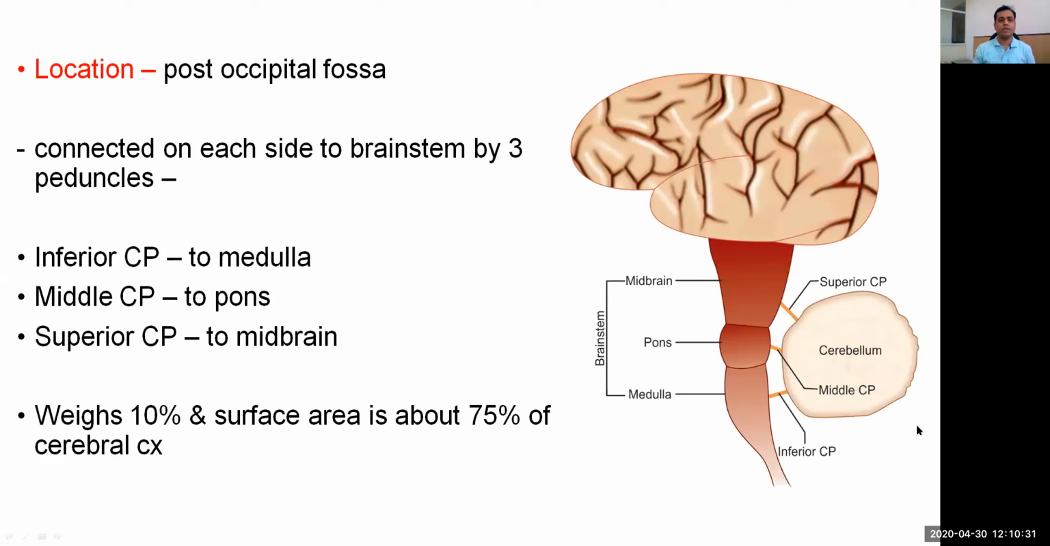If we see its location, it is located in the posterior cranial fossa and connected on each side to the brain stem by three cerebellar peduncles: inferior, middle, and superior. By the inferior cerebellar peduncle, it is connected to the medulla, as we can see in the diagram also. By the middle cerebellar peduncle, it is connected to the pons, and by the superior cerebellar peduncle, it is connected to the midbrain. It weighs about 10% and its surface area is about 75% of the cerebral cortex.